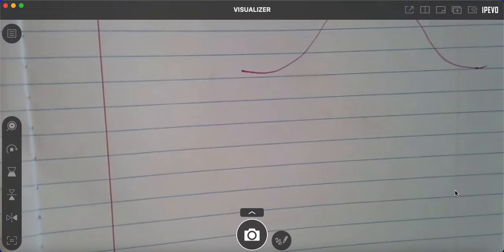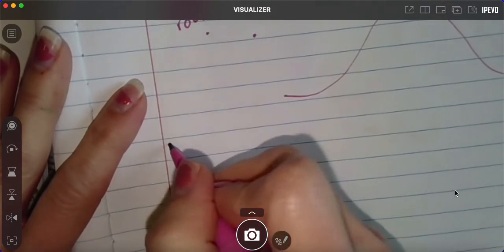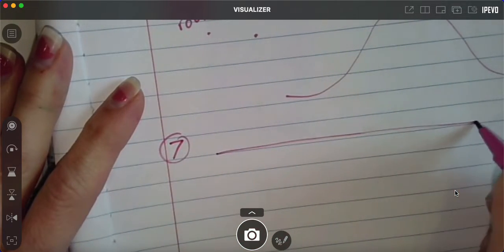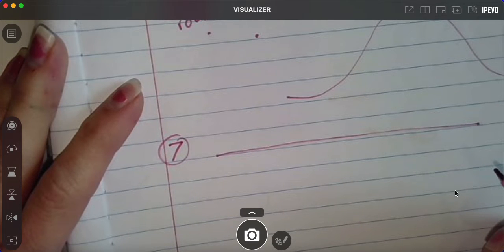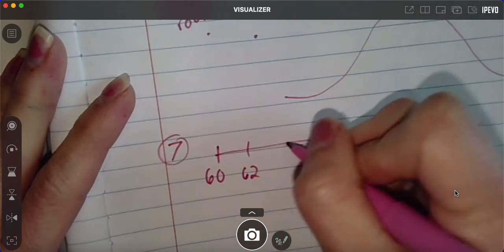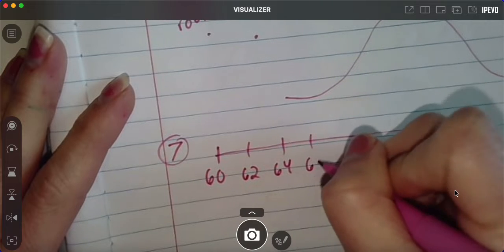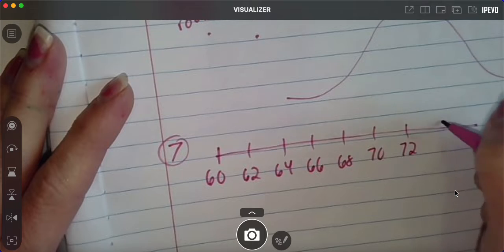Let's look at number 7. All right, number 7. Well, we're gonna draw one of these things. All right, what numbers do we see on number 7? It looks like 62 all the way to what? 72. So I'm just going to go from 60 and I'm going to count by 2s. I'm just doing a little number line, right? It goes up to 72.